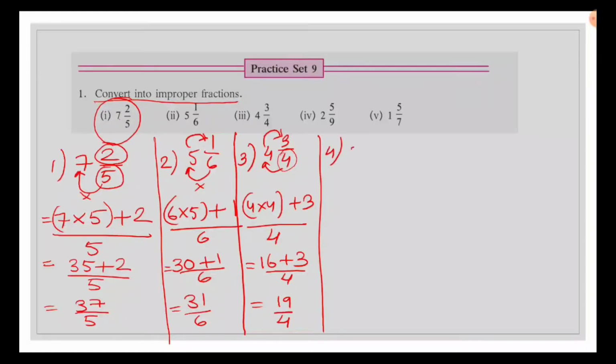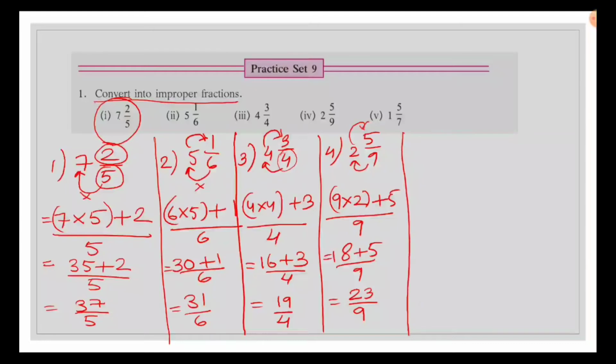Fourth sum will be 2 5 upon 9. This is getting multiplied with this, 9 multiplied by 2, then adding with this, plus 5 the whole upon 9. 9 2s will be 18 plus 5 upon 9. 18 plus 5 is nothing but 23, so this will be 23 upon 9.